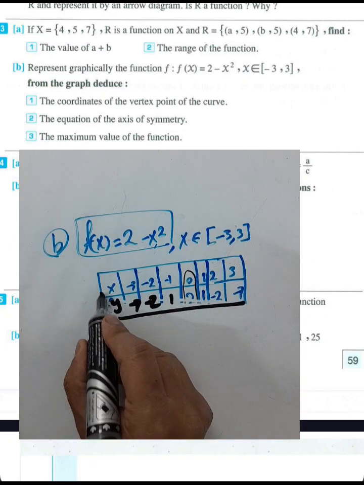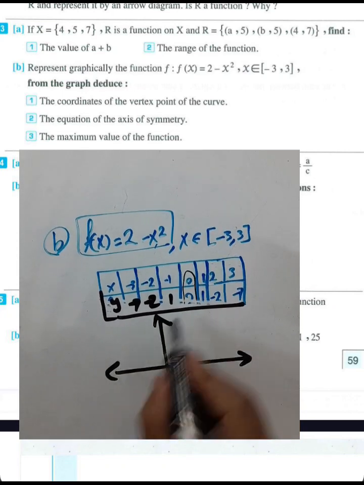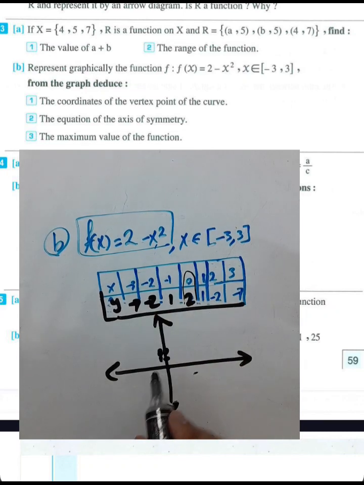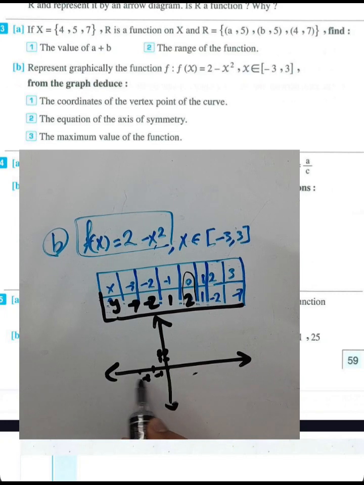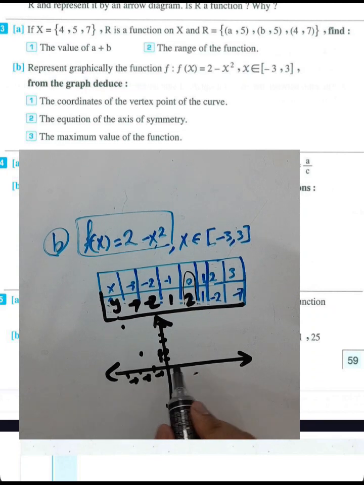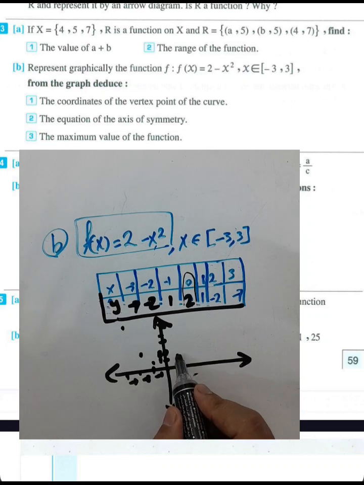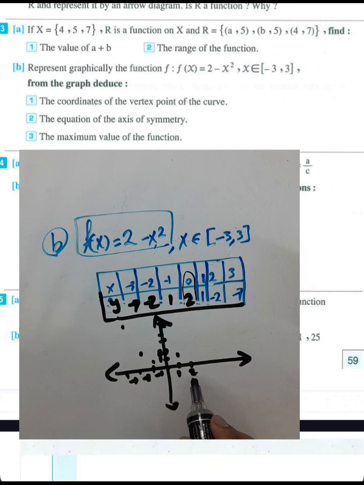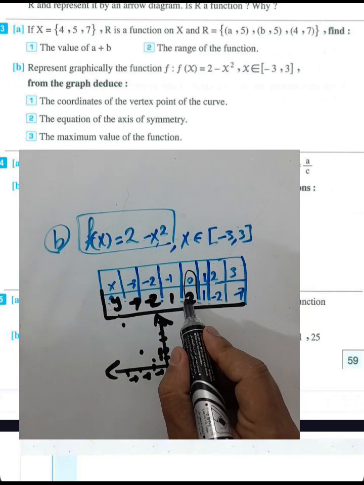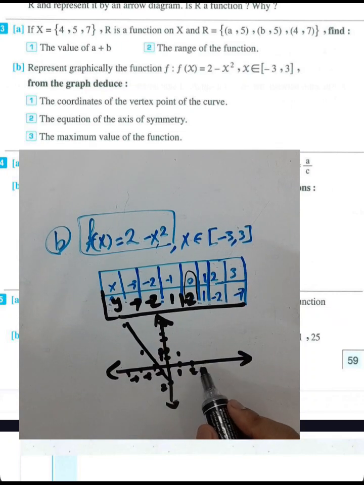You can draw the x-axis and y-axis here. Zero gives 2, and negative 3 gives negative 7. Negative 2 gives negative 2, negative 1 gives 1, 0 gives 2, 1 gives 1, 2 gives negative 2. Then you can draw this curve here.